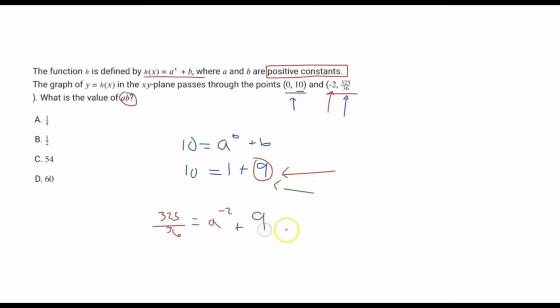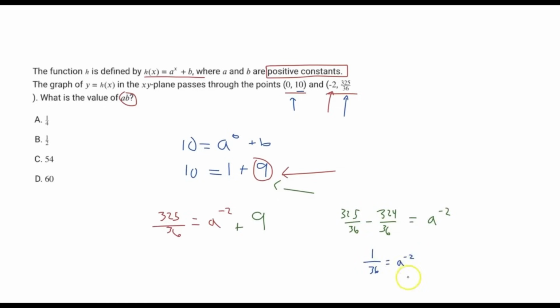And so now what we want to do is just solve for a, right? So we can subtract 9 on both sides. And this is actually interesting because 325 over 36, 9 times 36 is going to give us 324. And so when we subtract 9 on both sides, in reality that is just subtracting 324 divided by 36. And this will be set equal to a to the power of negative 2. And so if we want to solve for a here, let's simplify the left side. That is going to be 1 over 36 equals a to the power of negative 2.